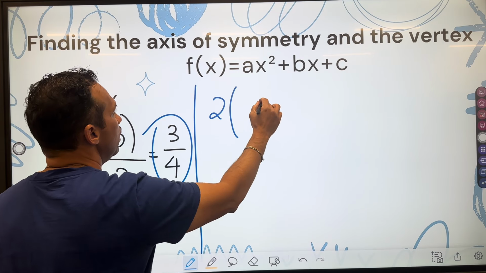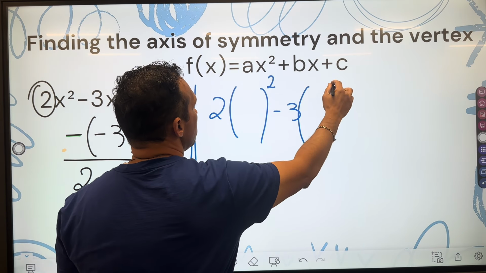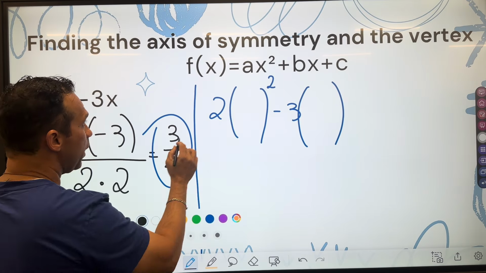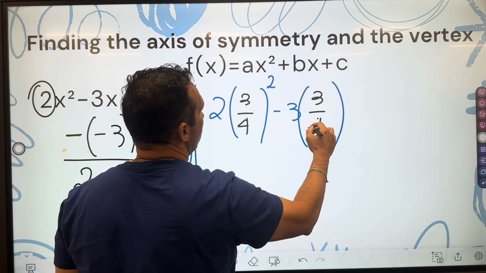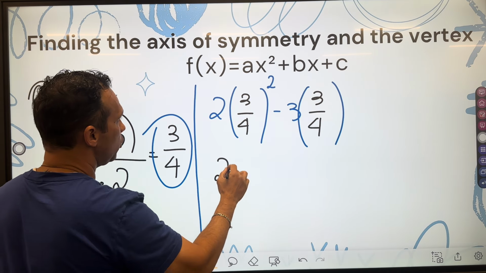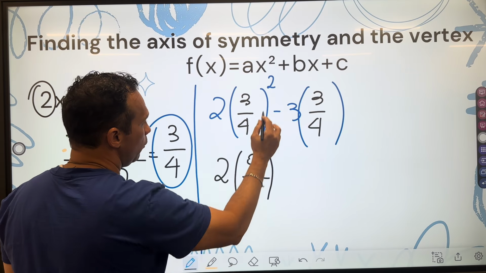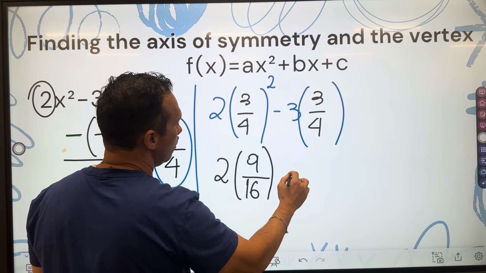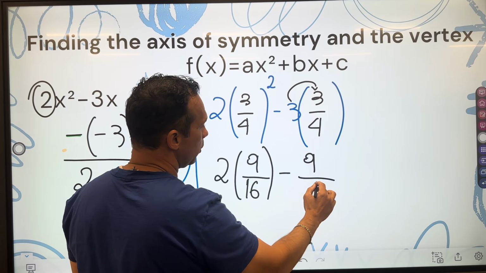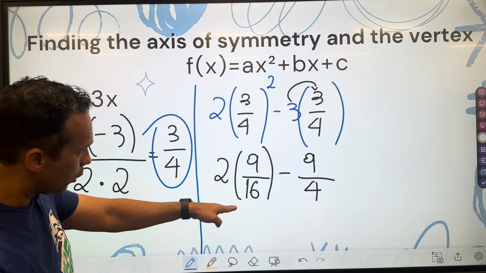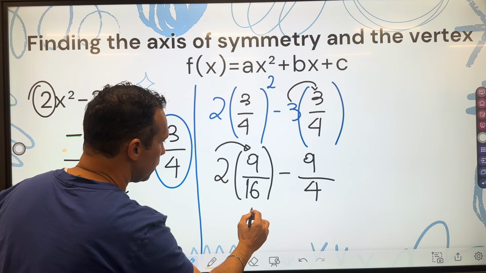What we do now is we plug this into this function. So 2 x squared minus 3 times x. But we know x is 3 over 4. What happens is we keep the 2. 3 to the power 2 is 9. 4 to the power 2 is 16 minus. Multiply this by this. Keep the bottom. We could cross these two numbers, but I decided to multiply this.